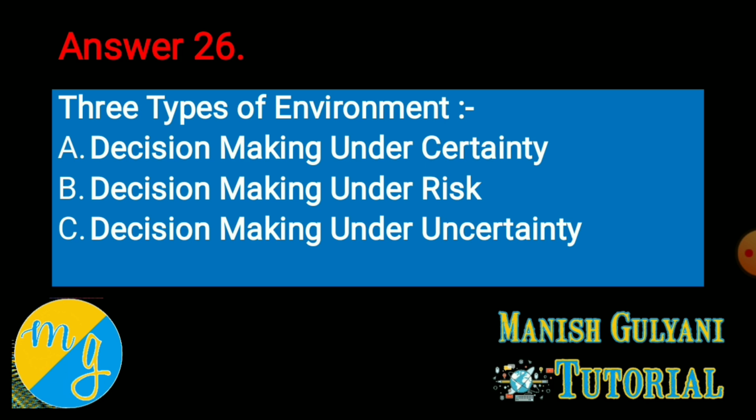Suppose you invest in FD, or you invest in National Savings Certificate, at the end of the year, at the end of the maturity period, you will get only interest. Clear? Second is decision making under risk.